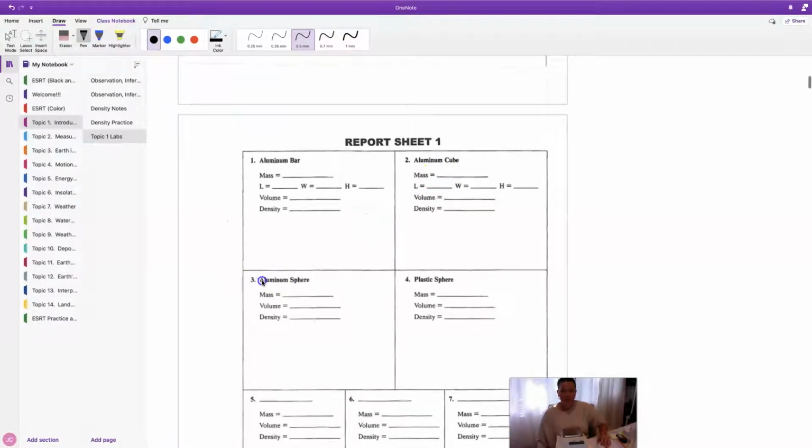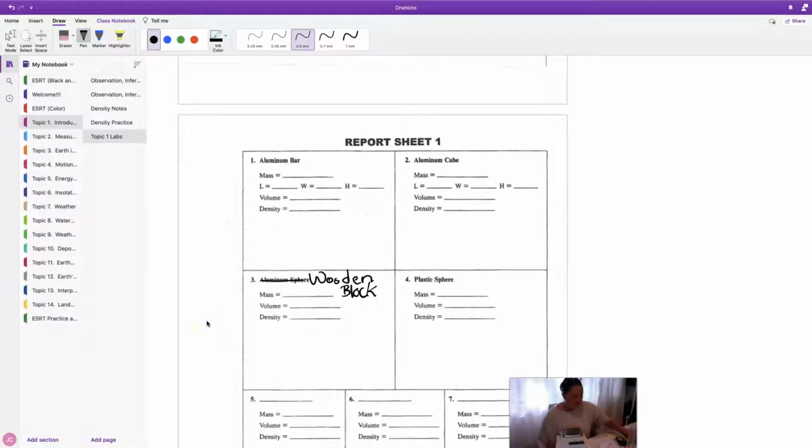We are actually going to cross out aluminum sphere, and instead of an aluminum sphere, I am going to write in a wooden block. So wooden block, if you will. You're going to fill that in. Then you're going to do a plastic sphere. Number 5 is going to be a glass sphere.